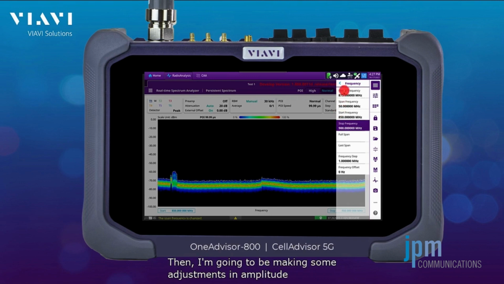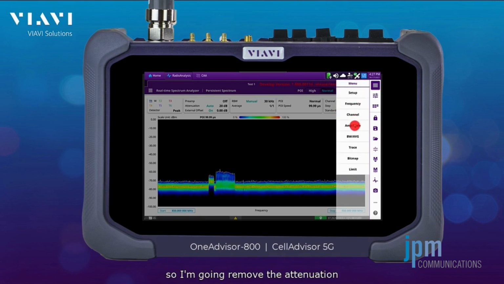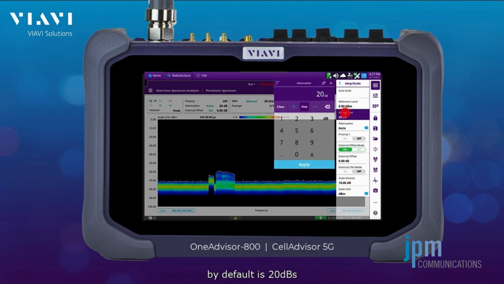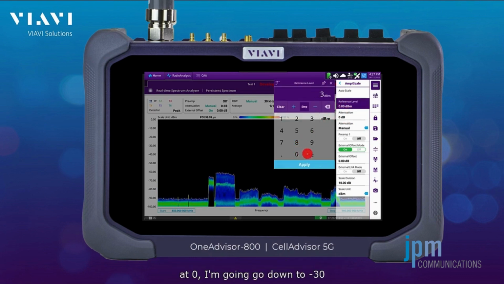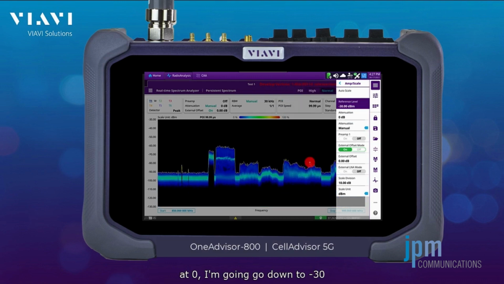Then I'm gonna be making some adjustments in amplitude. So I'm gonna remove the attenuation. By default it is 20 dB, so I'm just gonna put 0 dB. And second, I'm going to go into leveling. So right now I have it at 0. I'm going to go down to -30.